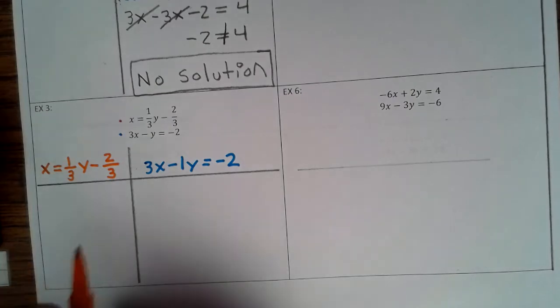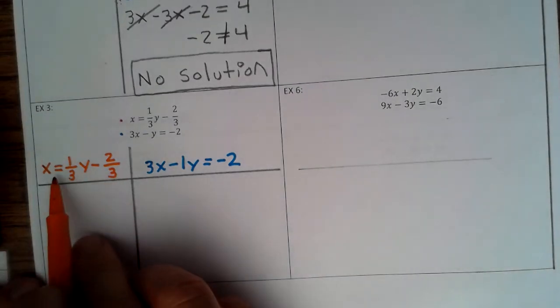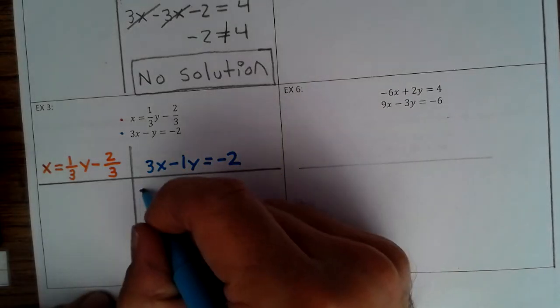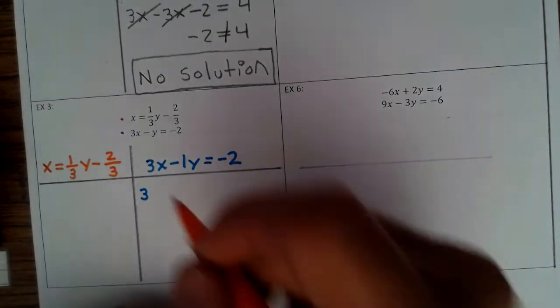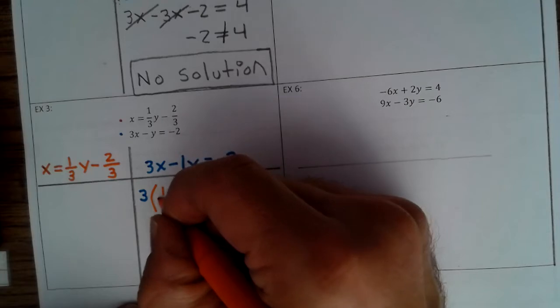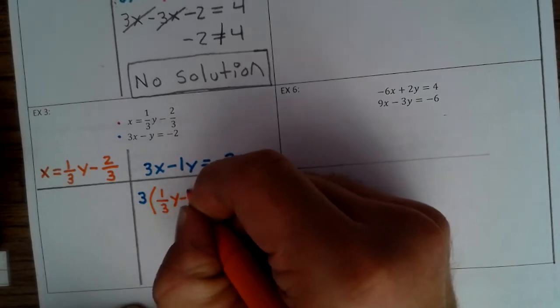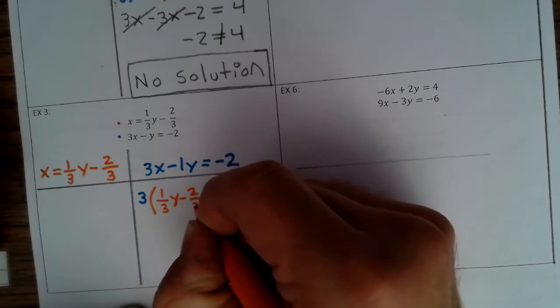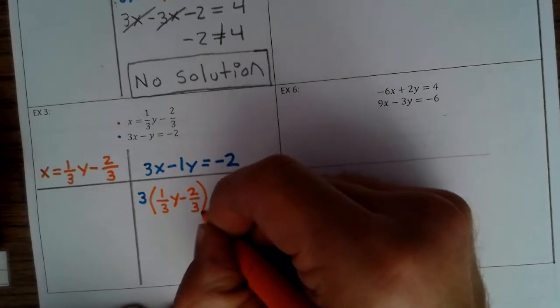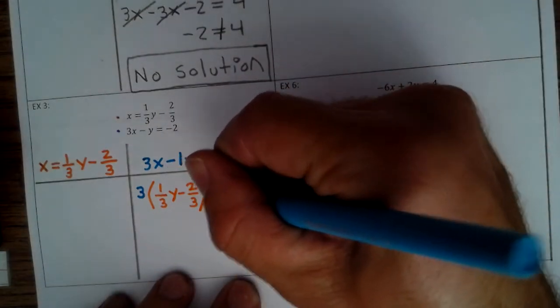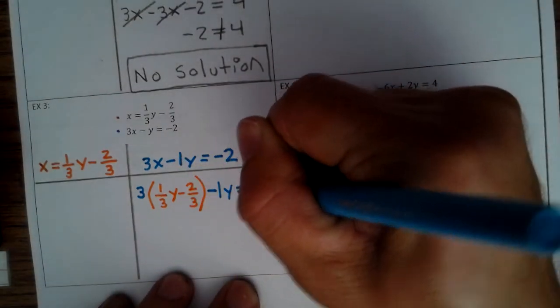Now you'll notice that x equals 1/3 y minus 2/3. So we're going to substitute that x for this x. So that's 3 times 1/3 y minus 2/3 minus 1y equals -2.